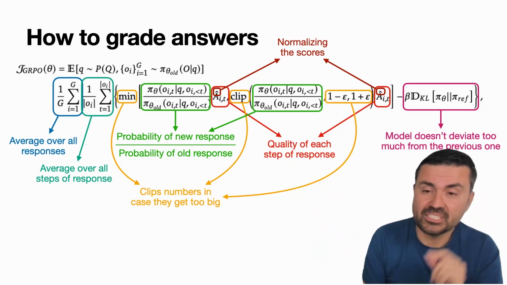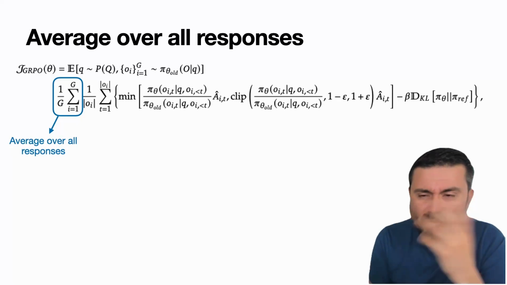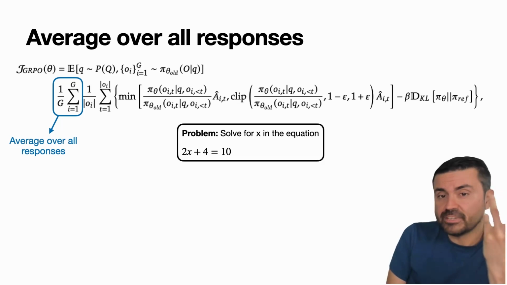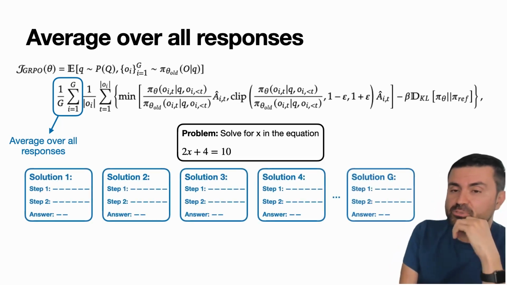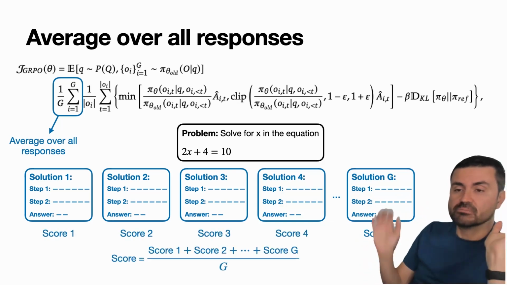Let's get to each detail. Let's start with the first one, average over all the responses. Well, simply all we do is if we have the problem, solve x for the equation 2x plus 4 equals 10, then if the computer produces all solutions, G of them, we simply score each one of them and then take the average of the scores. Very simple.